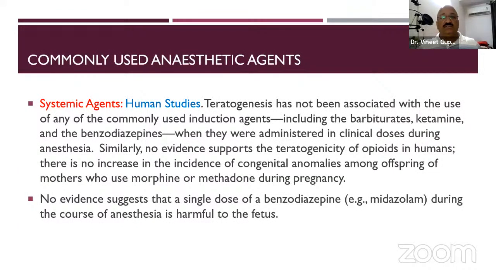Then commonly used anesthetic agents, systemic agents, human studies. I will only be talking about human studies of these kinds of agents. Teratogenesis has not been associated with the use of any of the commonly used induction agents, including barbiturates, ketamine, and benzodiazepines, when they were administered in usual clinical doses during anesthesia. Similarly, no evidence supports the teratogenicity of opioids in humans. There is no increase in the incidence of congenital anomalies among offspring of mothers who use morphine or methadone during pregnancy. No evidence suggests that a single dose of benzodiazepines, midazolam, during the course of anesthesia is harmful to the fetus.